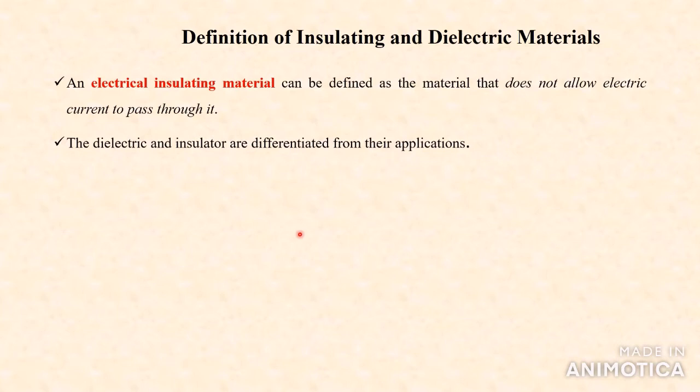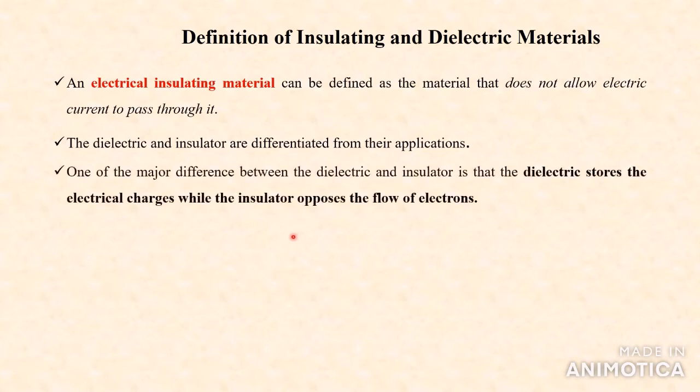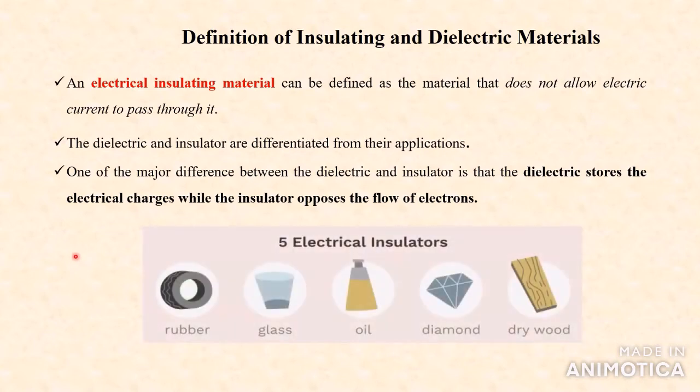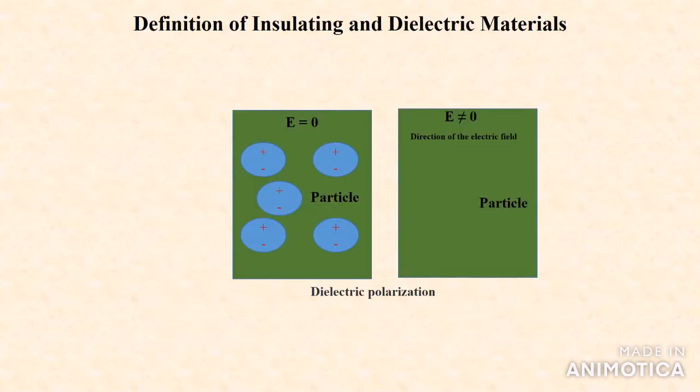There is a difference between an insulator and a dielectric based on their application. One of the major differences between these two is that the dielectric stores the electric charges while the insulator opposes the flow of electrons. These are some examples of insulators: rubber, glass, oil, diamond, dry wood, etc. These insulating materials will not allow the electric current to pass through them.